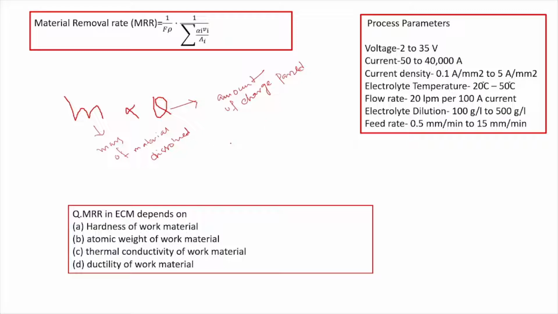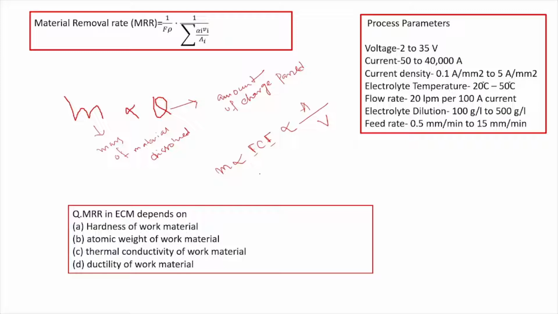Then comes the second law of Faraday's principle, which states that the amount of material deposited or dissolved further depends on the electrochemical equivalence of the material, that is, the ratio of atomic weight and valency. We have studied in chemistry that electrochemical equivalence is the ratio of atomic weight and valency of the atom. So M is proportional to ECE, electrochemical equivalence, which is nothing but the ratio of atomic weight A to valency V.